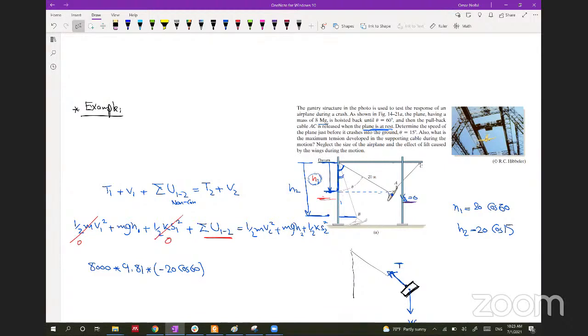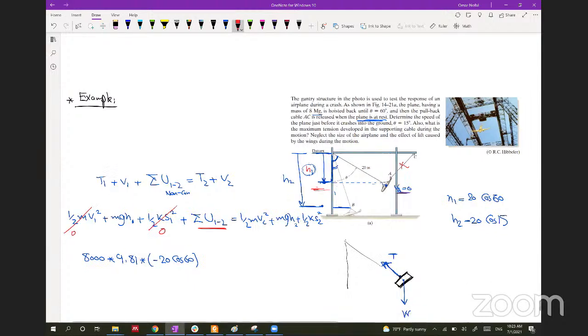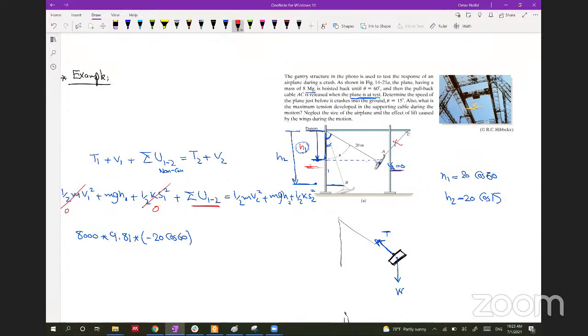Would it be the cable? Okay, let's think about it. We have it here, and this one is cut, and this will change the position. If you think about it, the cable is always perpendicular to the motion. Here it moves in a circle. And we talked before that any force that is perpendicular to the motion of the body doesn't exert work. So T doesn't exert any work on this body.